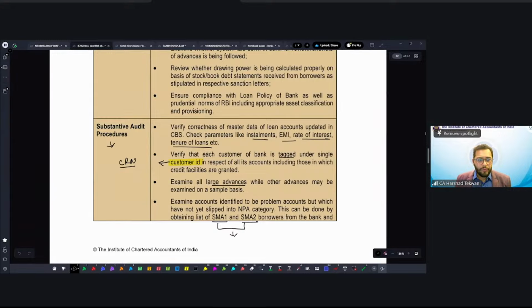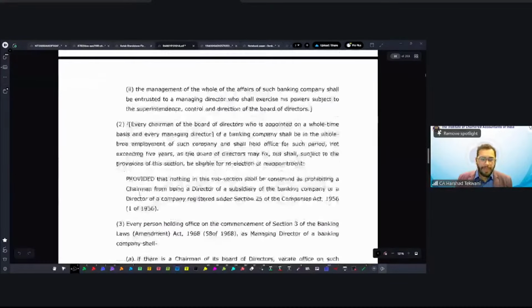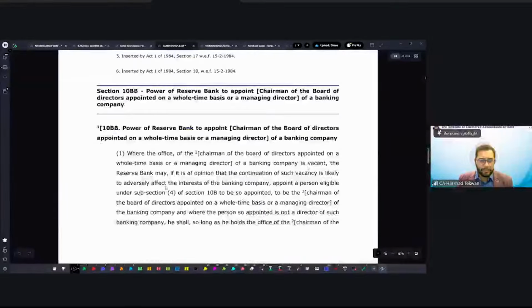So we will look first into Section 18 of the Banking Regulation Act. Go to that. This is the Banking Regulation Act which I have opened. Let's quickly go to Section 18.